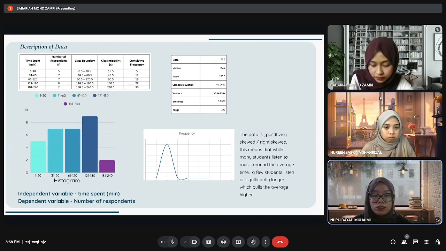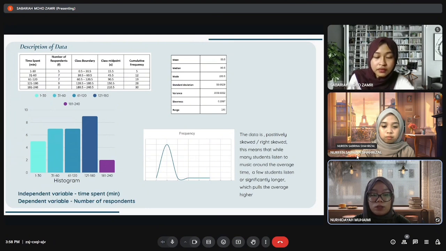And the standard deviation is high, 59.66, showing that student listening times vary a lot. And the skewness is slightly positive, 0.2997, meaning a few students listen much more than average. For the skewness and shape of data, the graph and skewness value tell us the data is slightly right skewed, or positively skewed. This means that while most students listen to music for 1 to 3 hours, a few students listen for much longer, which pulls the average higher.